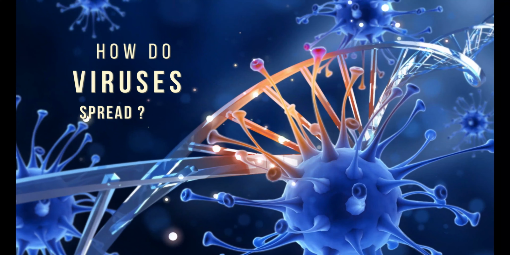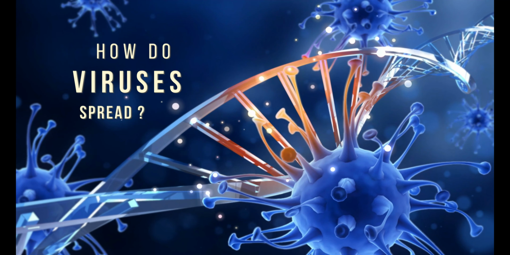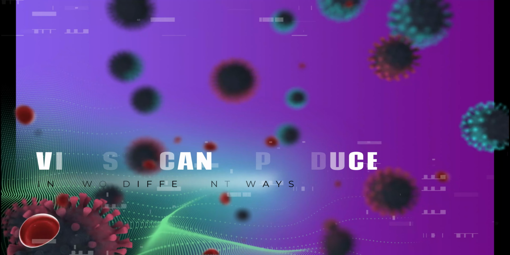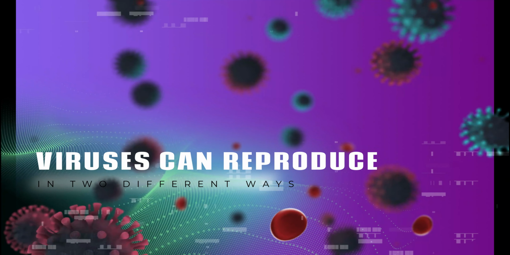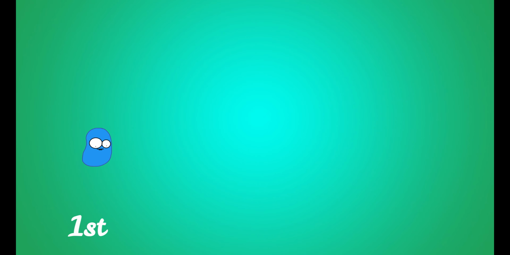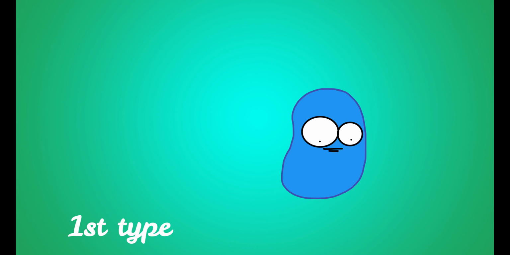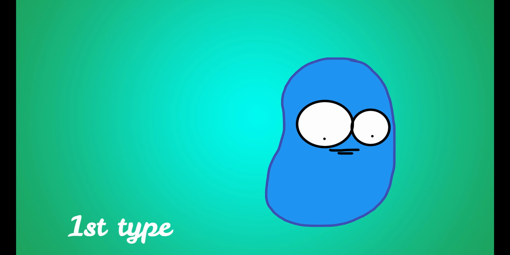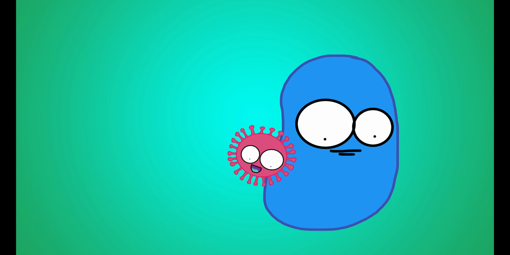So, how do viruses spread? So viruses, depending on the type, can reproduce in two different ways. The first type is the following. This is our cell, okay? Our cell is about to be infected by a virus.